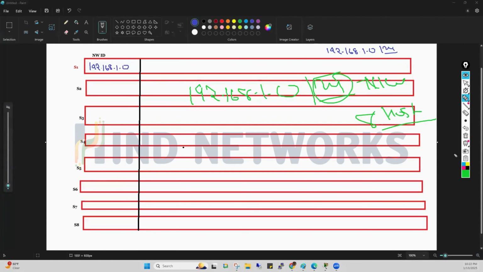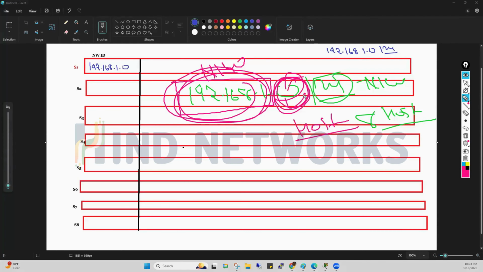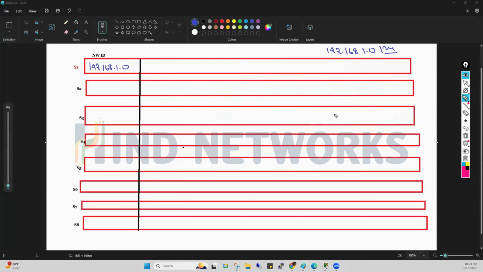Agree everyone? Yes or no? It means these three parts are the network portion and this is called the host portion. Please remember, you do not need to add, subtract, multiply, or divide anything in the network portion. In the network portion, you can't do any modification. So what is the block size, guys? Block size was 32. So you need to add the block size here.